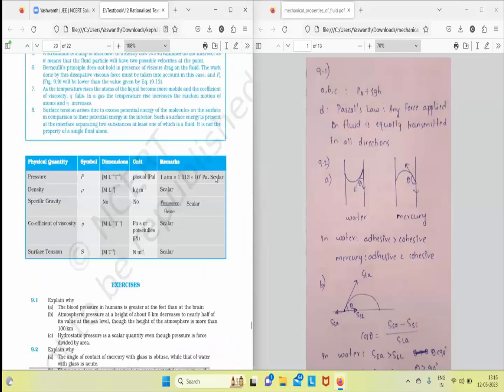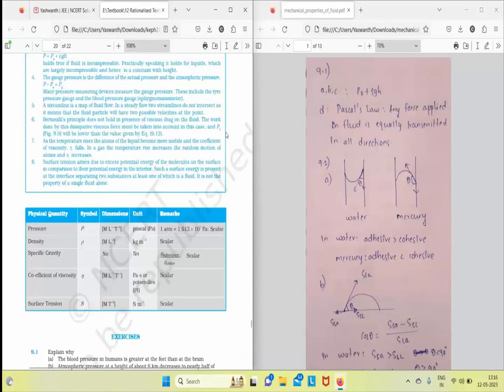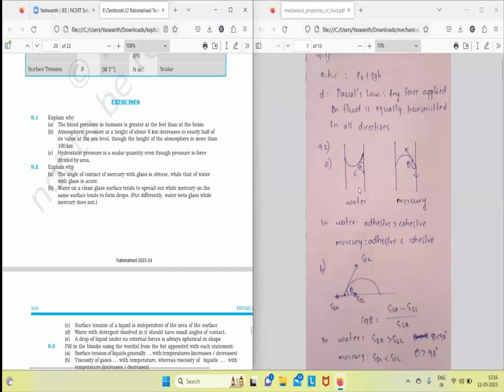So let's jump into the exercise, and I will explain each and every topic involved in the problems very clearly, so that you can understand each and every topic in the entire chapter. Starting with the first problem in the exercise, these are theoretical questions, and I will just tell you the fact behind them so that you can understand it.